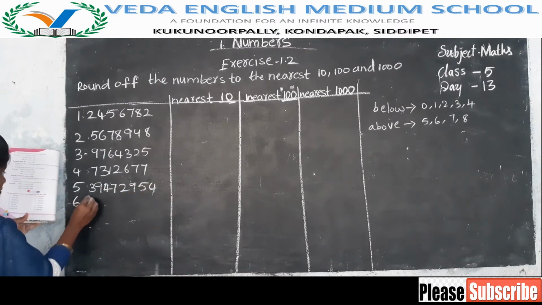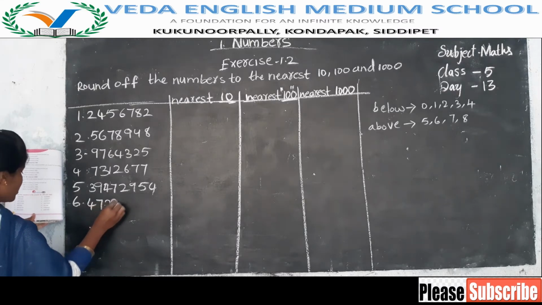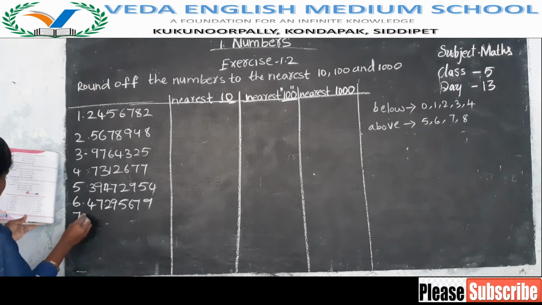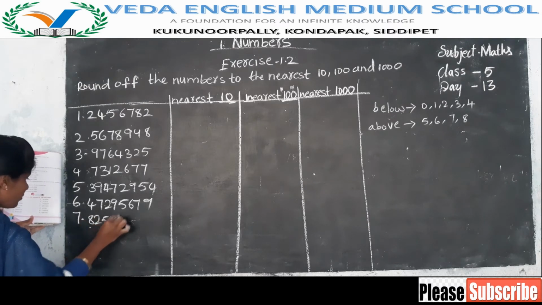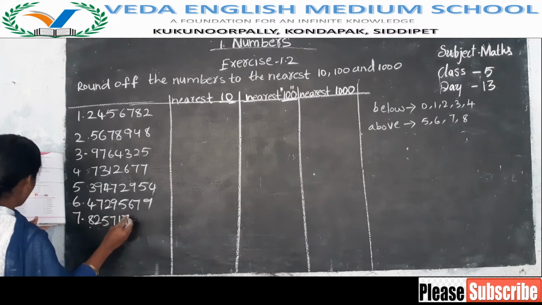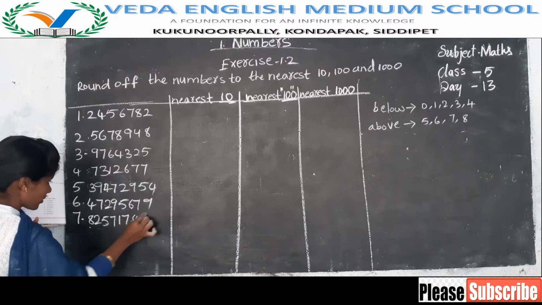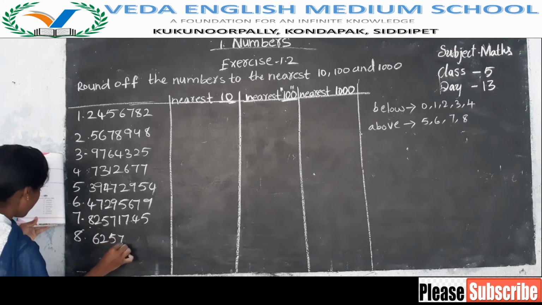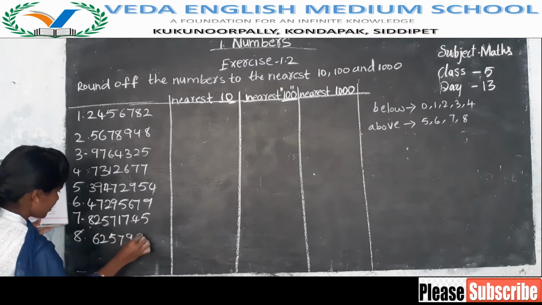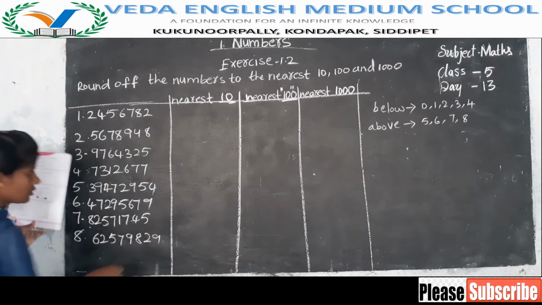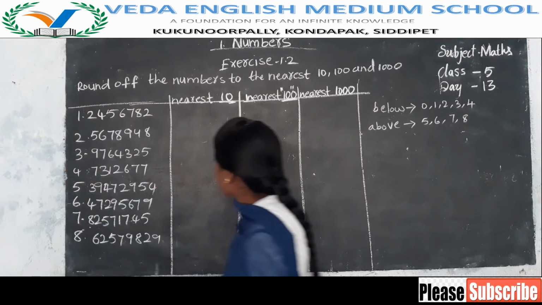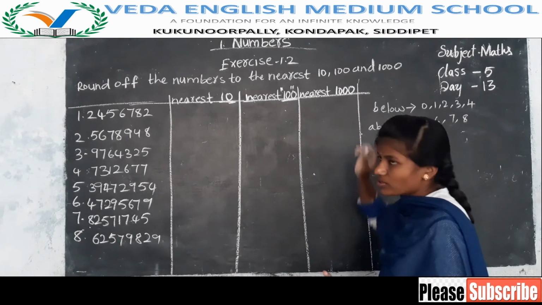Sixth question 4, 7, 2, 9, 5, 6, 9. Seventh question 8, 2, 5, 7, 1, 7, 4, 5. Eighth question 6, 2, 5, 7, 9, 8, 2, 9. Remaining questions as well. Only for this number we have to find for nearest 10, nearest 100, nearest 1000.